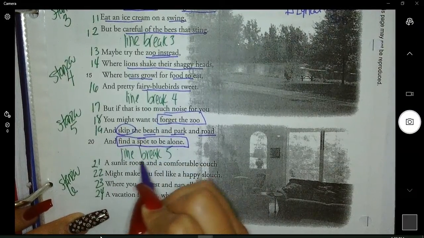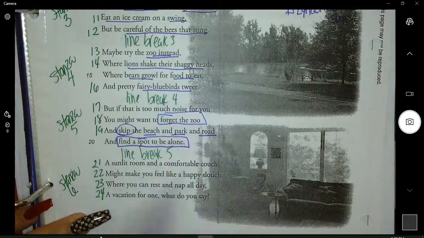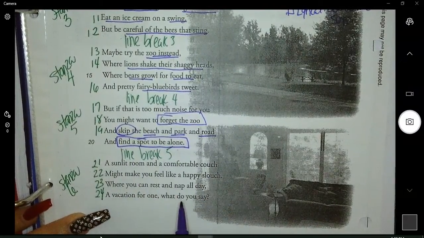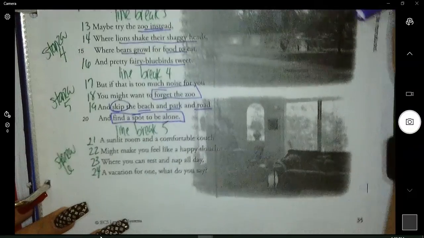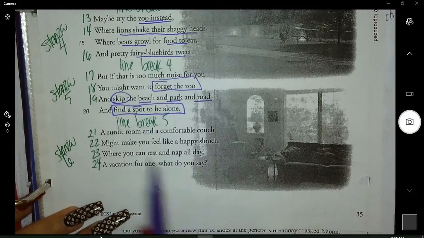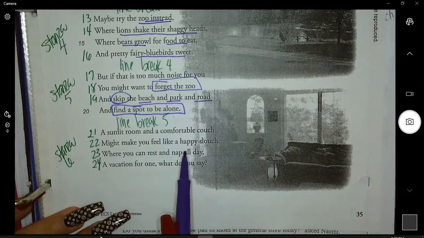Find a spot to be alone. So he's saying all these things might be too much. Maybe you just want to find a spot that you want to be alone. All right, stanza 6. A sunlit room and a comfortable couch might make you feel like a happy slouch.